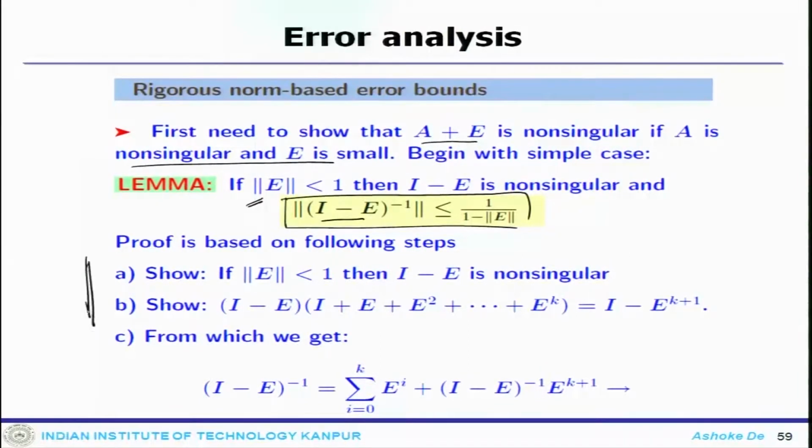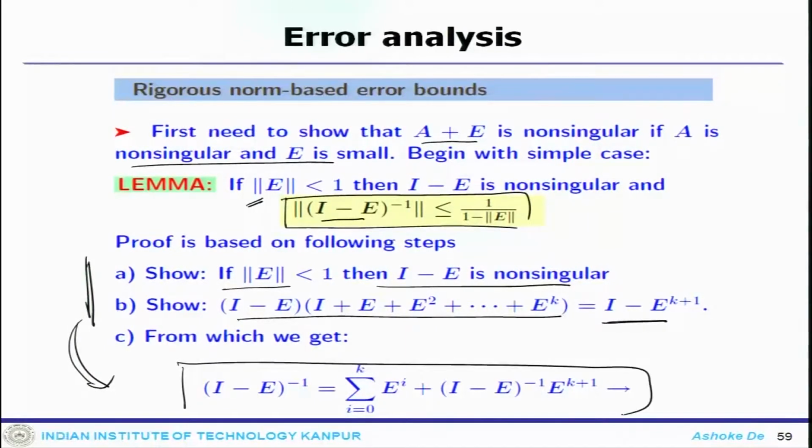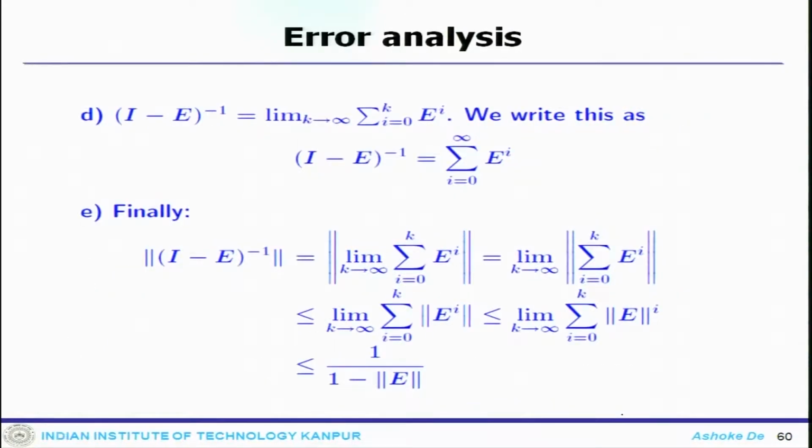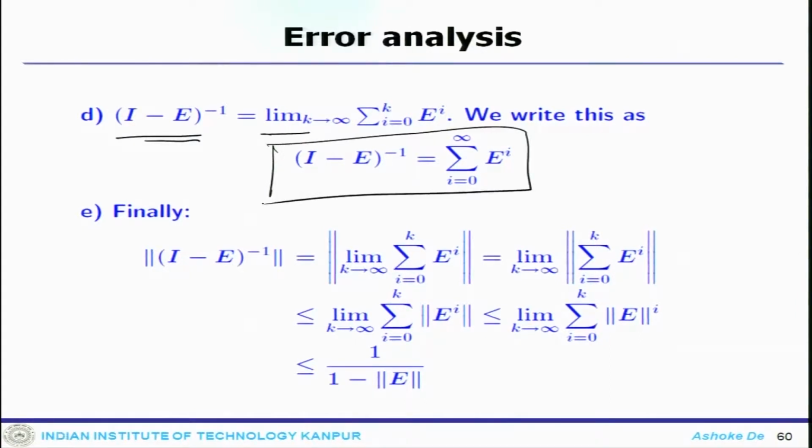This can be proved based on this kind of theorem. First you can show that if the norm of E is less than 1, then I minus E is non-singular, and second, you expand I minus E to the kth level, which is the identity matrix minus E to the power k plus 1. Combining these two you obtain this. Once you obtain this, take the limit as k tends to infinity, and we get the inverse of I minus E, the smallest value.